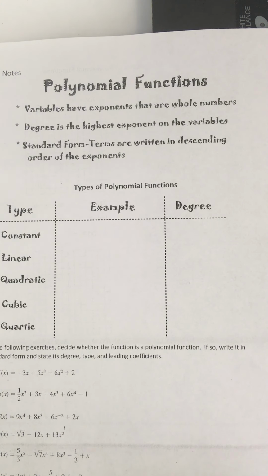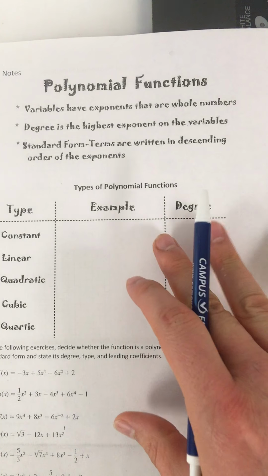The first part, we're going to be working with polynomial terminology. We're going to be identifying whether something is a polynomial, identifying the degree, writing in standard form, and classifying it by its degree, type, and leading coefficient. So first of all, what is a polynomial?